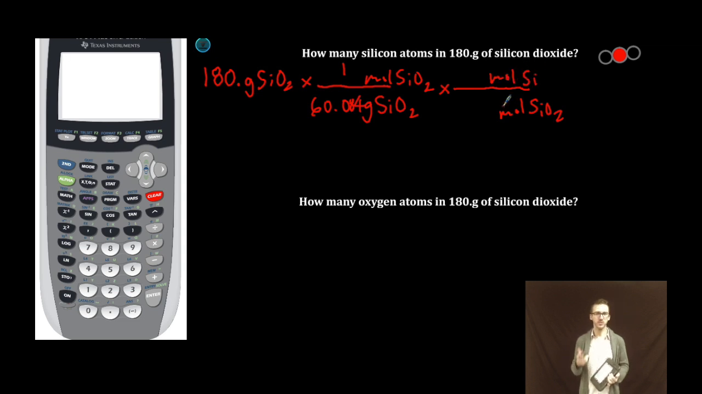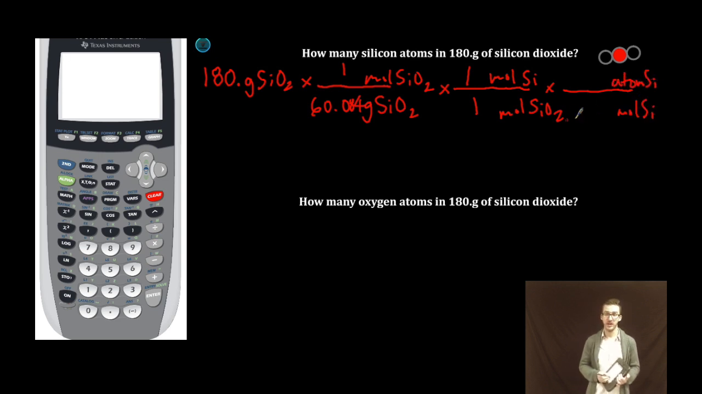Okay, now my next step is to cancel out moles SiO2 and convert to moles of Si. Here's where it's going to be really important for you to be comfortable with your nomenclature. Recognize that for every 1 mole of SiO2, there is 1 mole of silicon. Think about this one molecule of SiO2. In that one molecule, there's 1 atom of Si. So if I had 1 mole of silicon dioxide, I'll have the same number of moles of silicon. Then I can simply convert from moles of silicon to atoms of silicon using Avogadro's number.